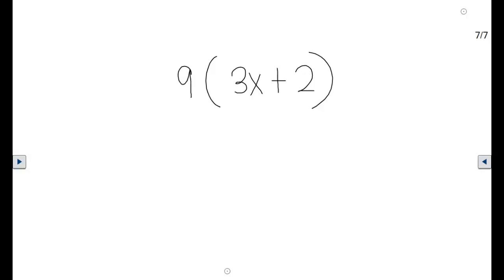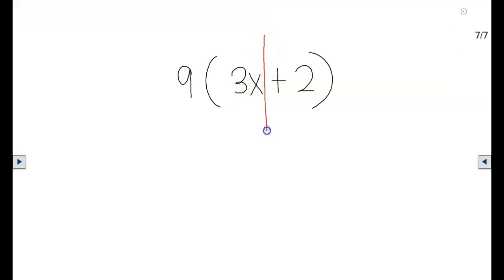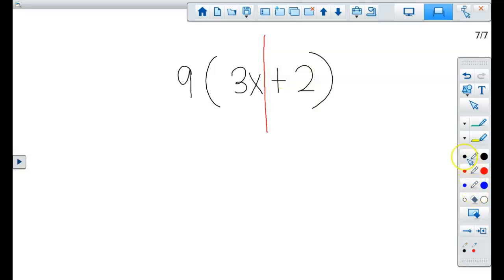Our new way of doing these problems is to think about the members of our group. So the first member of your group is 3x. I'm going to draw a line right after him. So the second member of my group is this positive 2. And I know he's positive because I see that plus there with him that says, hey, I'm a positive. So 3x and positive 2 are my group members.